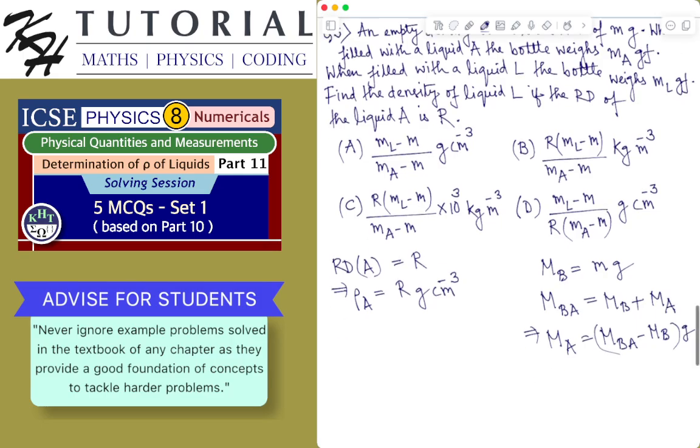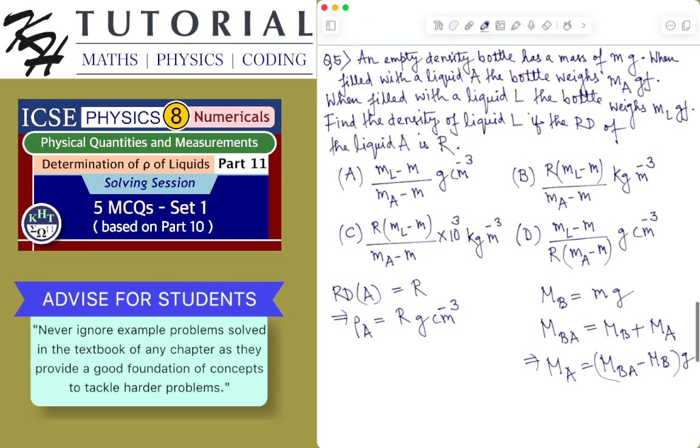Okay, we know the mass of the liquid A which is completely filling the density bottle, which is MBA minus MB gram. What is MBA? MBA is the mass of the density bottle plus the liquid A, which is given as small ma. So this will be ma minus m gram. So the mass of the liquid A completely filling the density bottle is ma minus m gram.